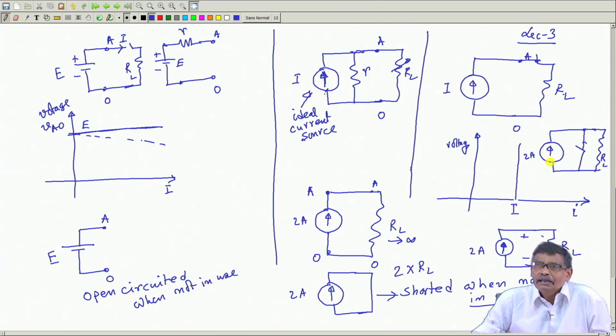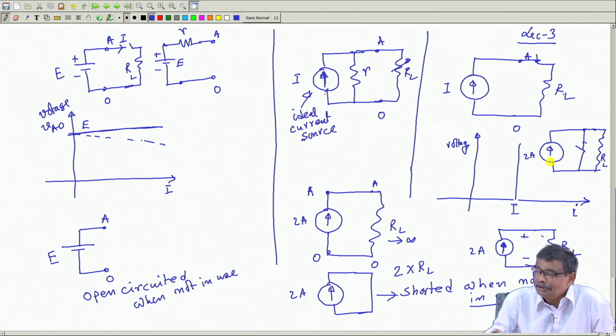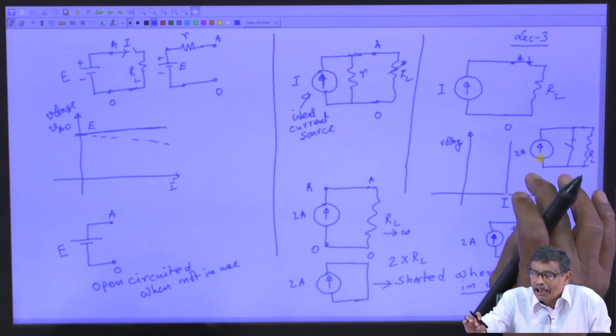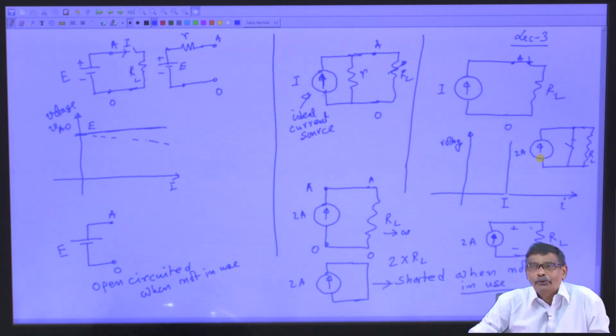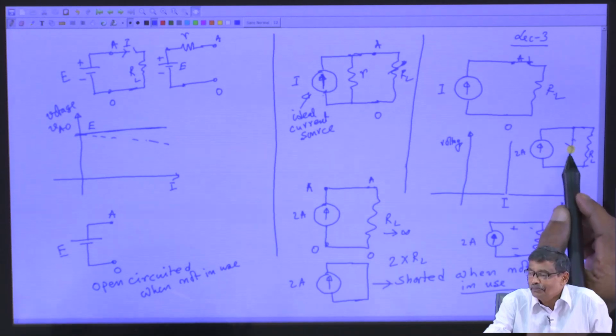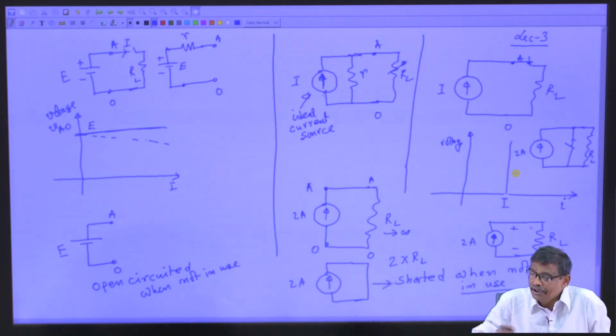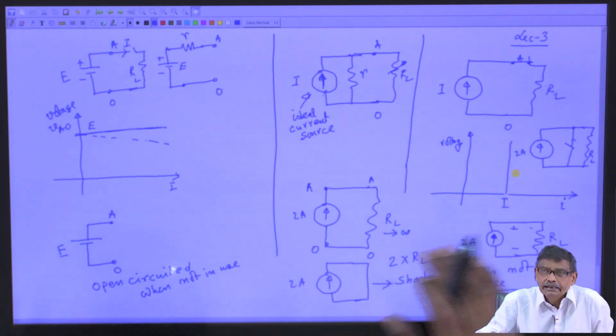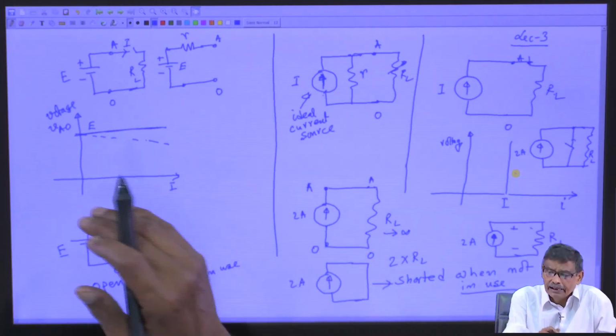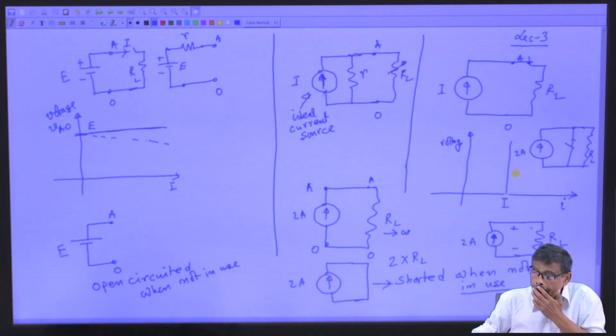Therefore, you see if you imagine all sources available are current sources, then to energize a circuit your switch should be parallel across the load like this. When to be in use, you open it, 2 ampere will flow. Anyway, these are very interesting things and should be understood.